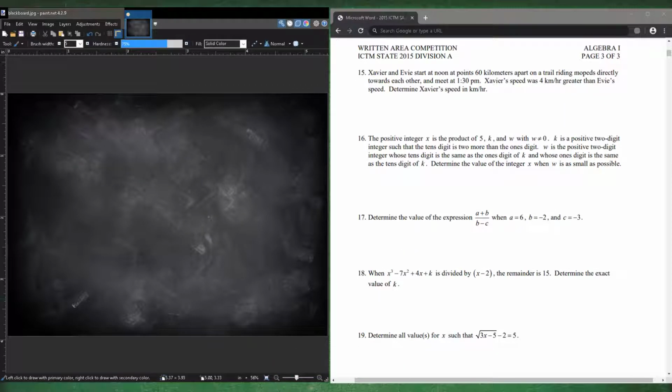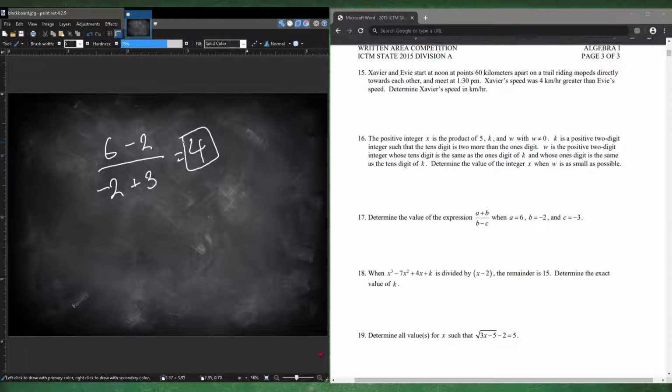Okay, number 17. Determine the value of the expression a plus b over b minus c, where a equals 6, b equals negative 2, and c equals negative 3. Right, so you just plug it in. So we have 6 minus 2 over negative 2 minus negative 3, so plus 3. So that's 4 over 1, so this comes out as 4. So that's your answer for number 17. Basically that simple.